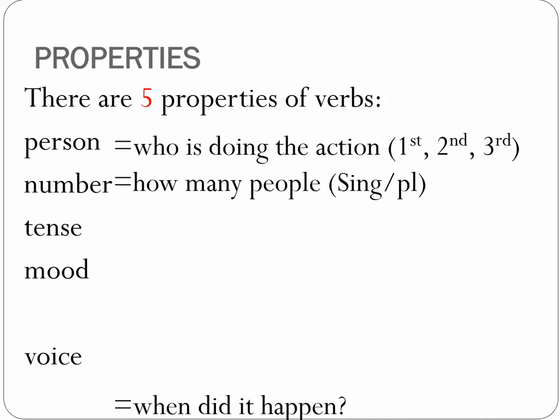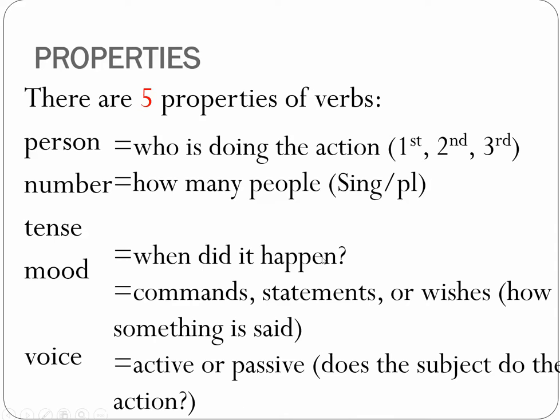Properties. I'll list these out for you. There are 5 properties of verbs. Person, remember that's first, second, or third who is doing the action. I, we. Second is you. Third, he, she, it, and they. Numbers, how many people, singular, plural. Tense is when it happened, which is what is the focus of this video.